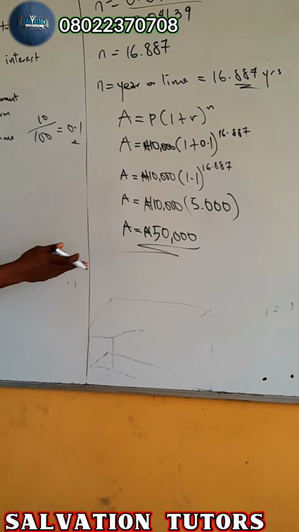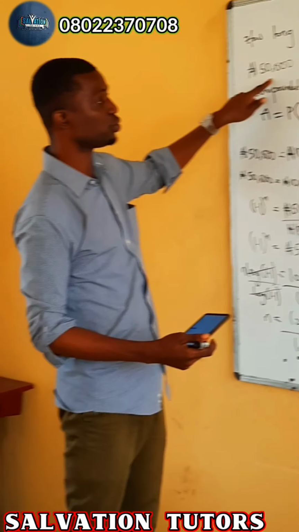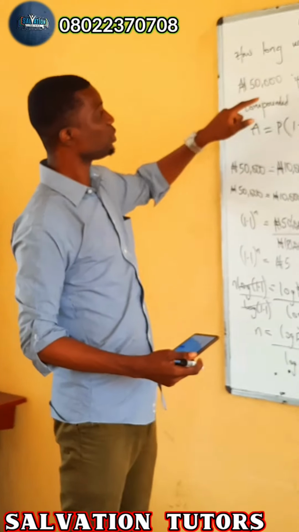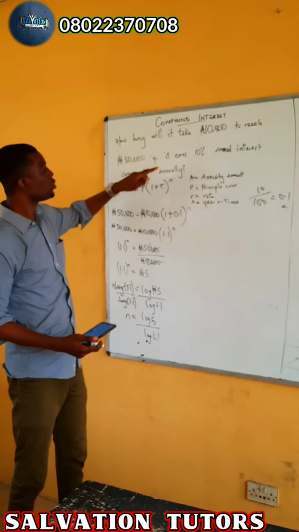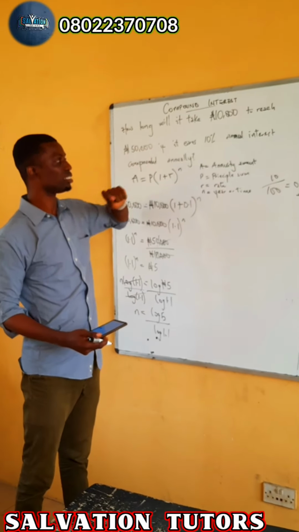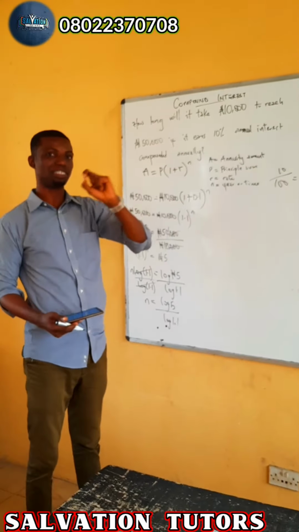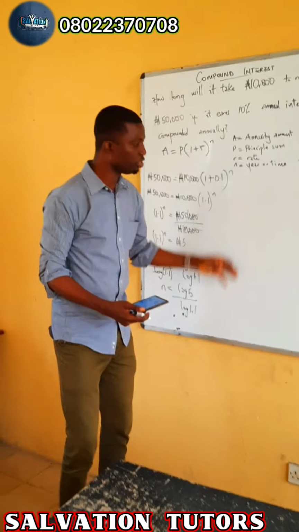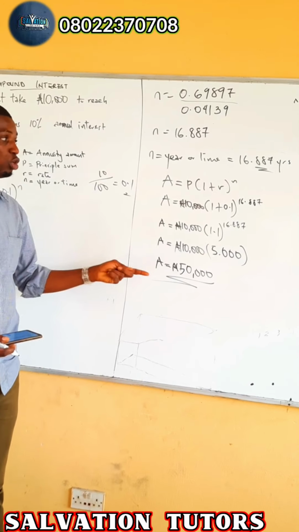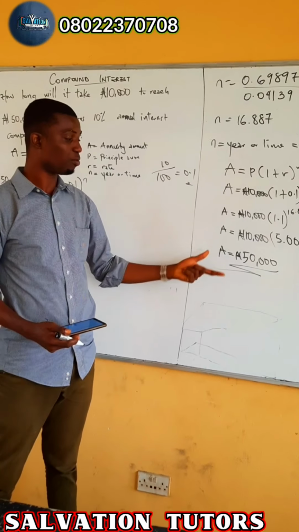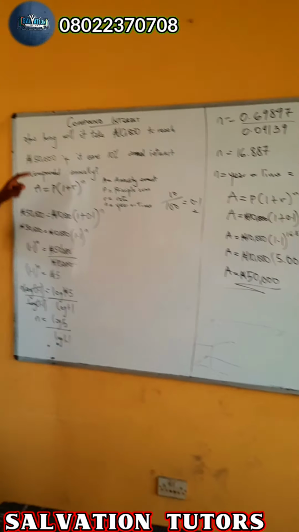So that shows that our answer is very, very correct, because 50,000 was our principal sum, our annuity sum, and the question was asking how long will it take us if the interest rate on this 10,000 is 10%. How many years will it take us to get to 50,000 at 10% interest rate? So we solved the question and derived 16.887 years, which we then tested in the formula to show that we are actually correct. And we arrived at 50,000 again.